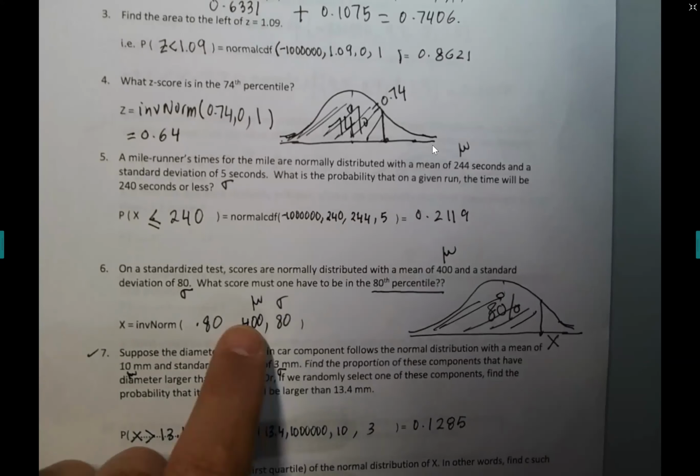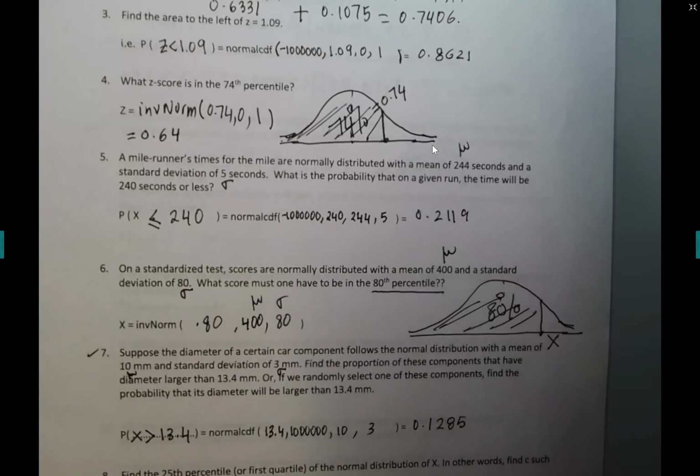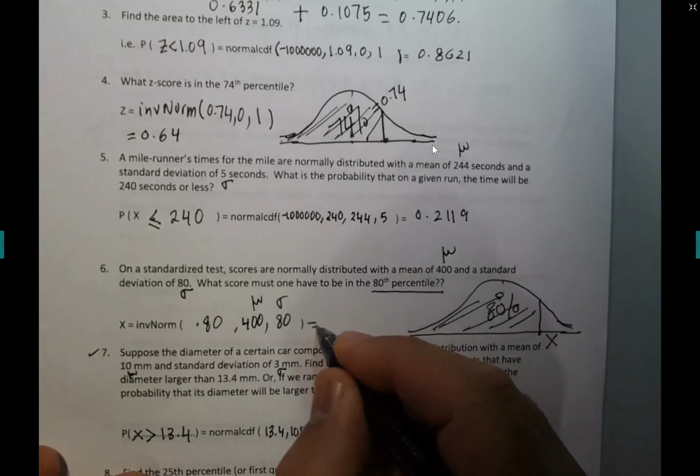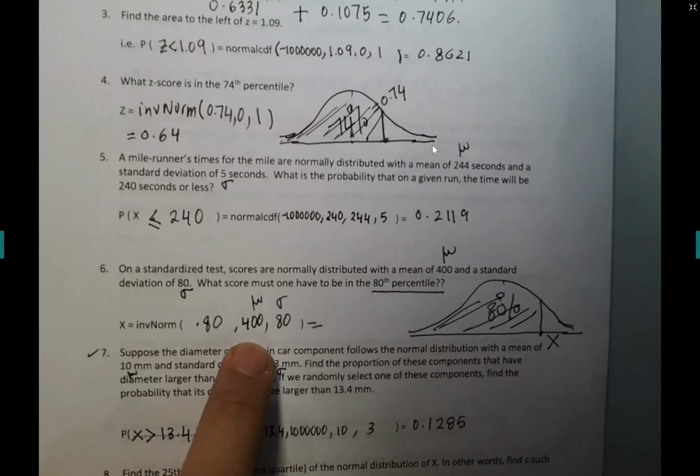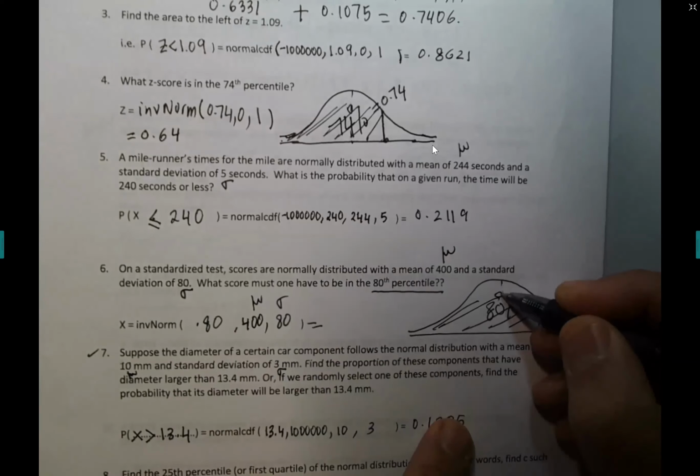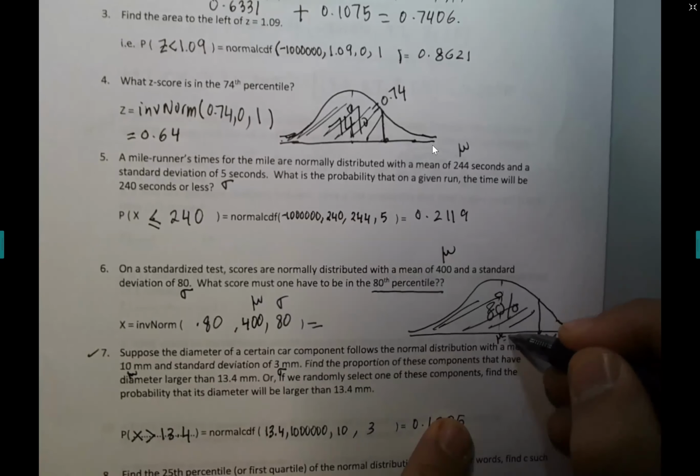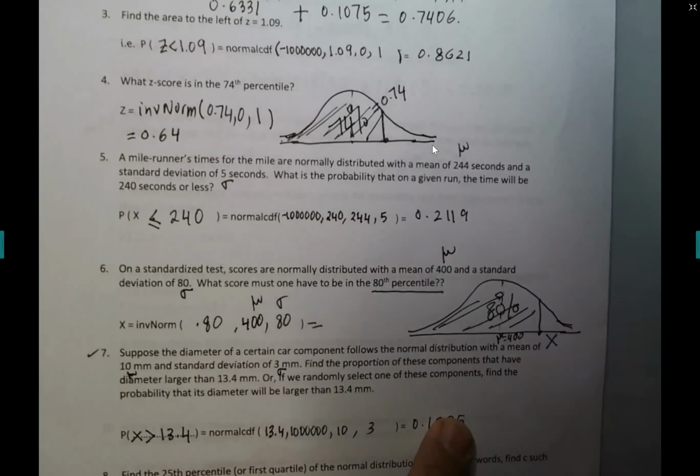If you put 0, 1, you're going to get the Z-score, but he doesn't want the Z-score. So he wants the X value. Then that will give you the X value. And definitely the answer, guys, is going to be more than 400 because 400 is sitting right here. That's the mean, the average. It's in the middle. So definitely the answer will be more than 400. Let's check.